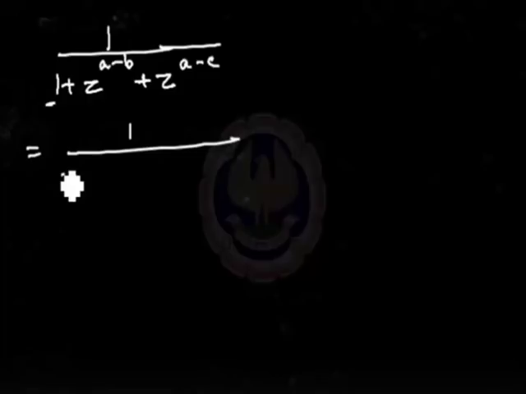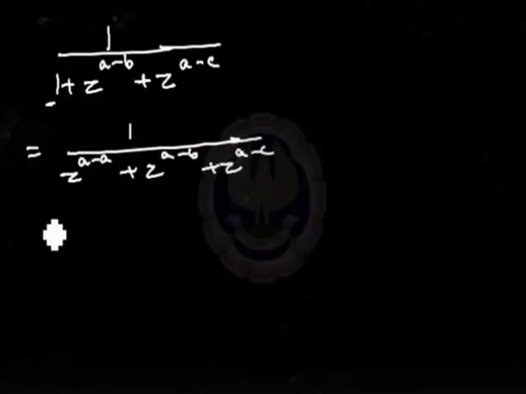We will solve the first part. The first part is 1 by 1 plus z to the power a minus b plus z to the power a minus c. Whenever you see something like a 1 here, the first thing which should strike is this can be written as z to the power a minus a, because that is the simplest way to solve. So this can be written as 1 by z to the power a minus a plus z to the power a minus b plus z to the power a minus c.